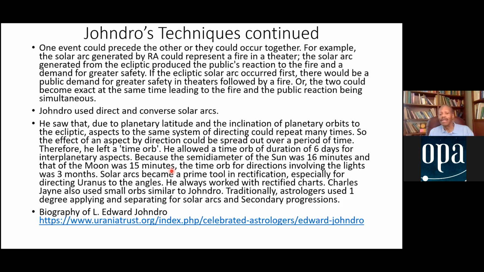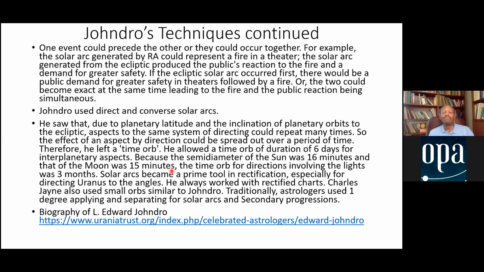He stated that our concept of time is basically relative, and that at the speed of light, time does not exist. Traditionally, astrologers, when we're looking at the orbs to use for solar arcs and progressed charts, use a 1 degree applying, 1 degree separating.